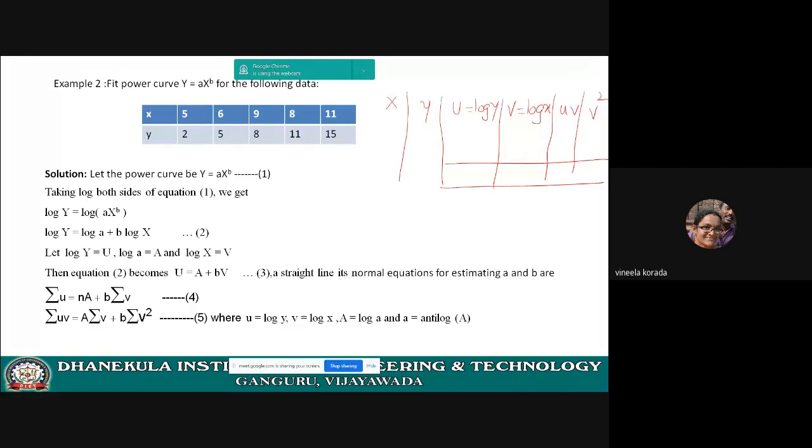Here, what does n stand for? N is the number of observations. How many observations do you have? 5. Yes, 5 observations. Now have the table and get me the calculations.